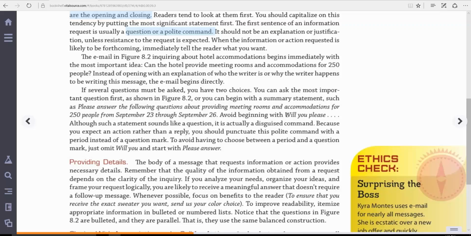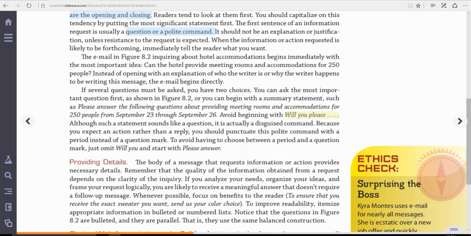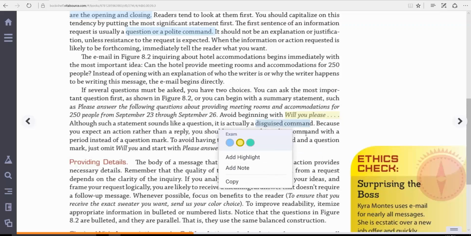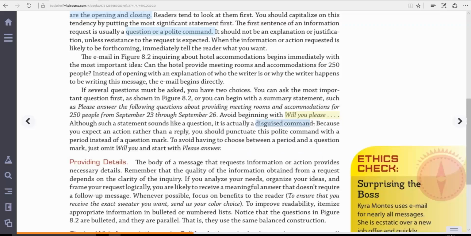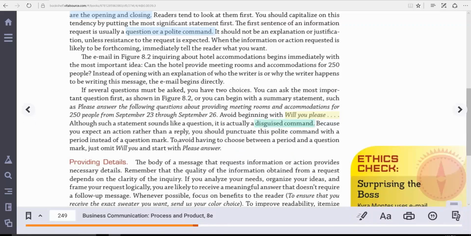Okay, and a lot of people have a tendency to do that. Although such a statement sounds like a question, it's actually a disguised command. Think of the tone that might convey. Because you expect an action rather than a reply, you should punctuate this polite command with a period instead of a question mark. To avoid having to choose between a period and a question mark, just omit will you and start with please answer.